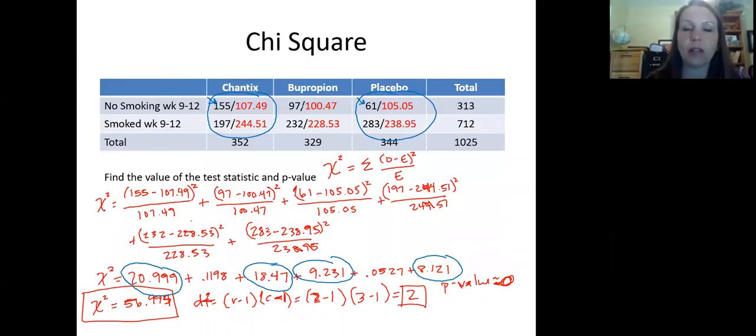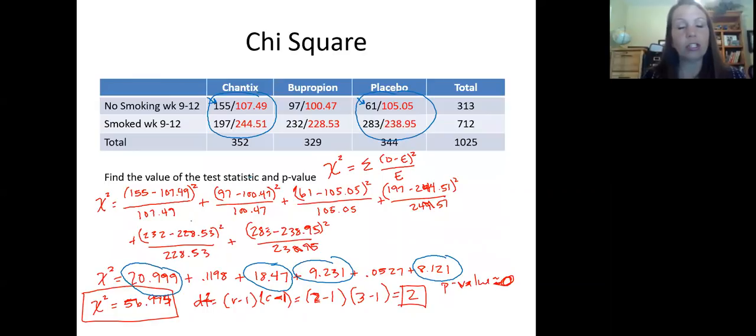And then the bupropion was kind of in the middle. It was what we expected because we had pretty close to the same sample sizes. Chantix is a lot better than what we expected. Placebo is a lot worse, so bupropion ends up being kind of in the middle. So what do we conclude from that? Well, it looks like Chantix is the best for getting people to stop smoking. It is significantly better than either bupropion or the placebo. But it looks like bupropion was also better than the placebo, or in other words, the placebo was worse than the bupropion for helping people to stop smoking.